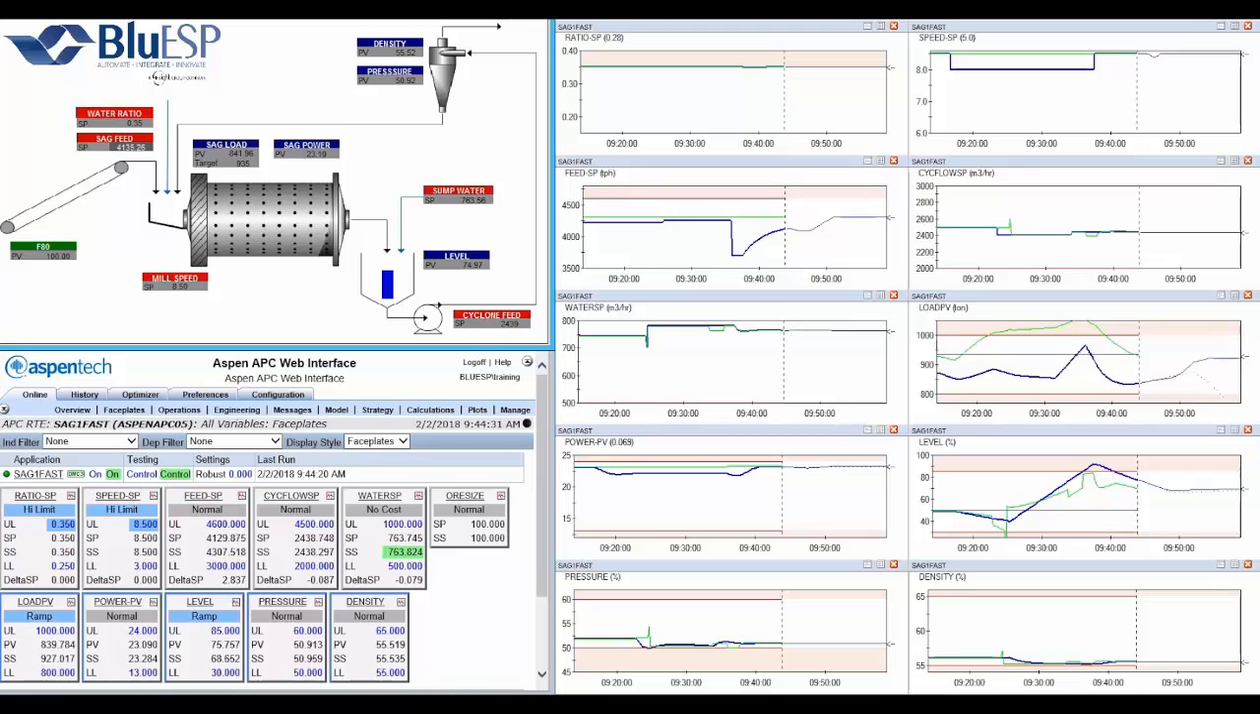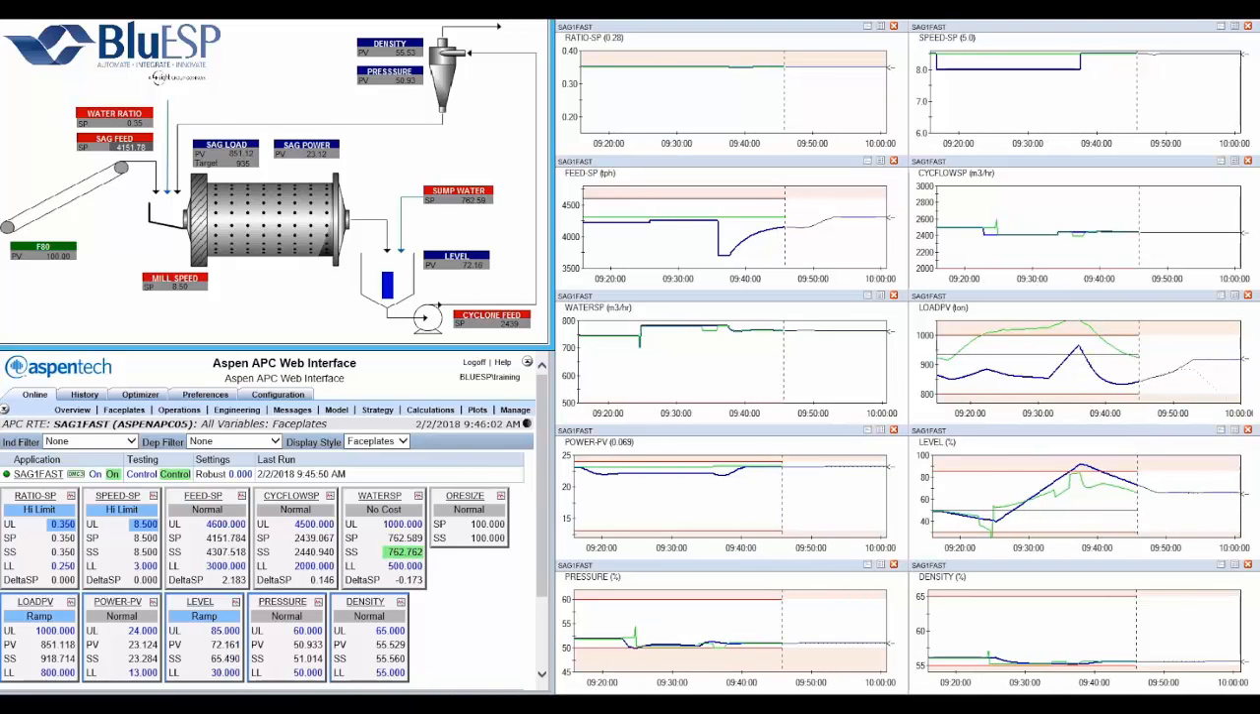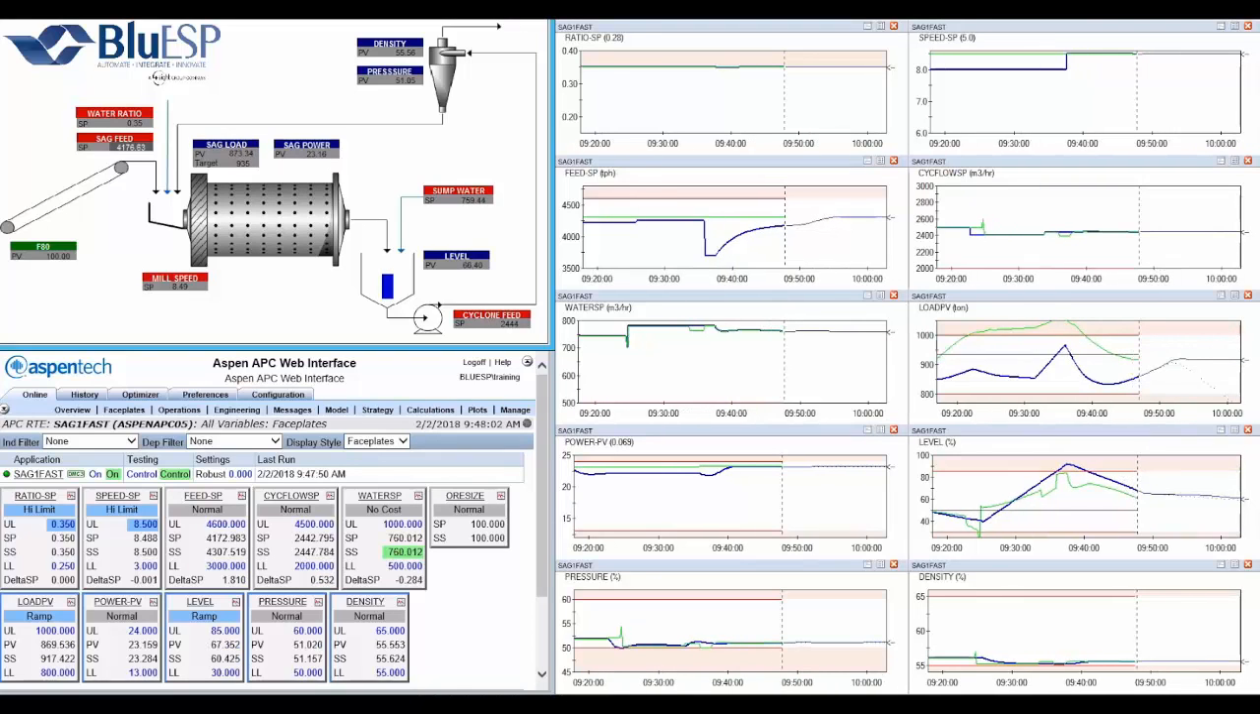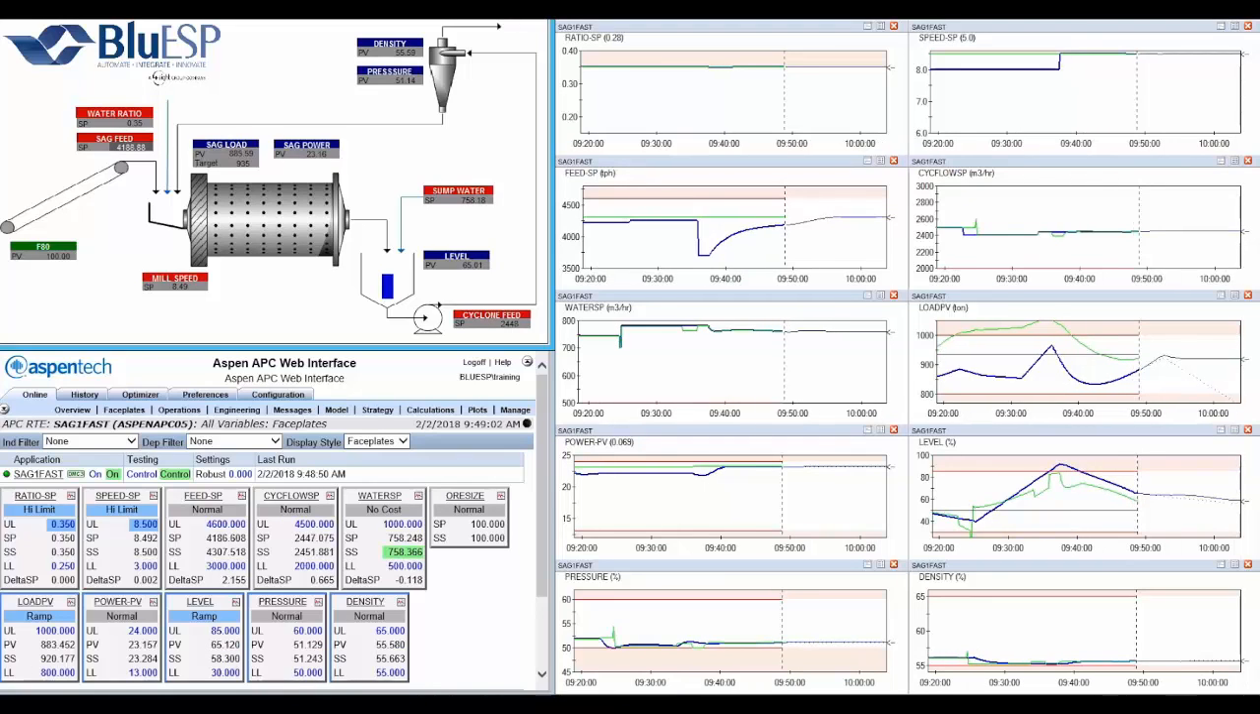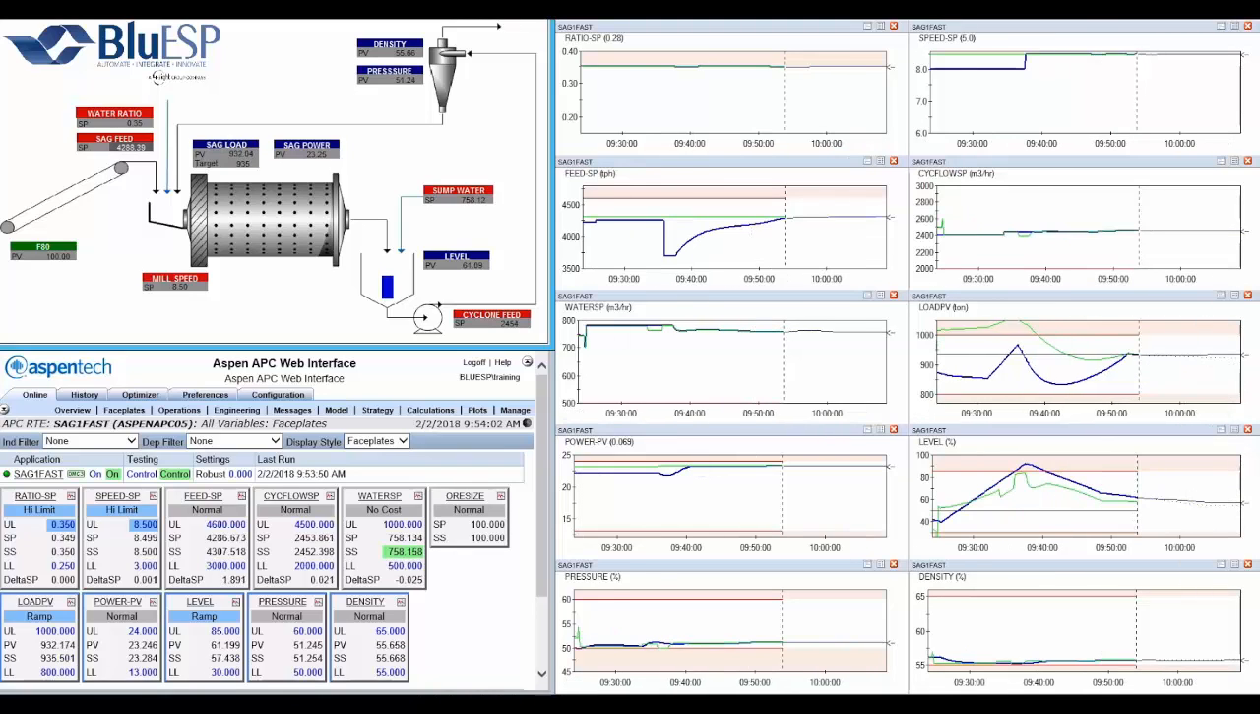The technology increases the mill feed rate and mill speed to reach the optimum mill load and sump level targets that maximize throughput and mill efficiency, and reduce energy requirements for the same throughput.